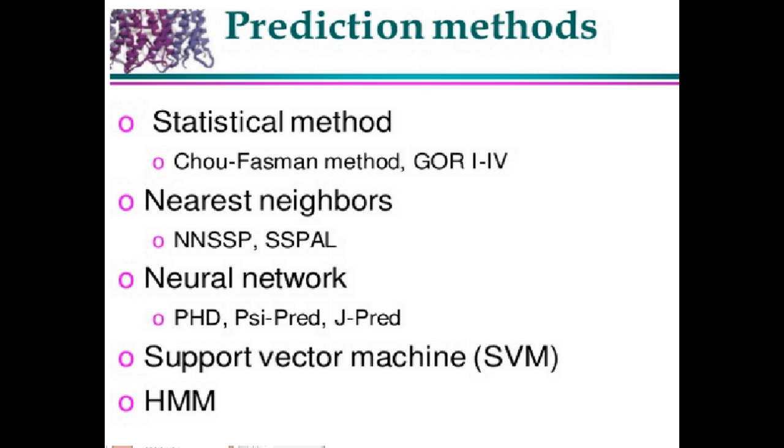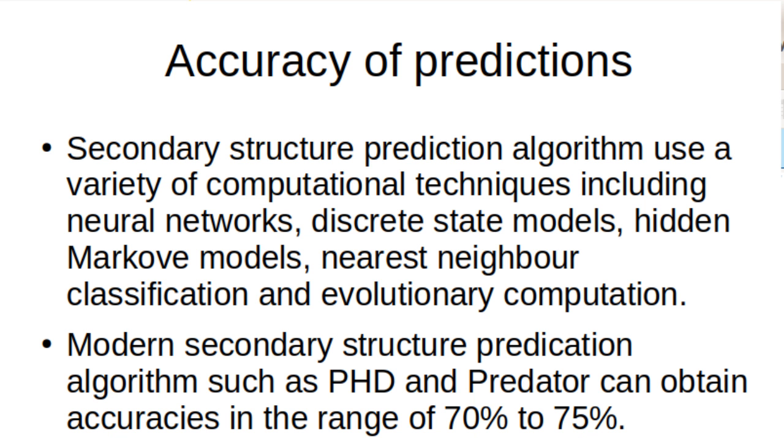Using these aligned sequences, the degree of conservation of each of the amino acids in the target sequence is calculated, with a protein sequence and the corresponding conservation level as input. Modern secondary structure prediction algorithms such as PhD and Predator can obtain accuracies in the range of 70 to 75%.